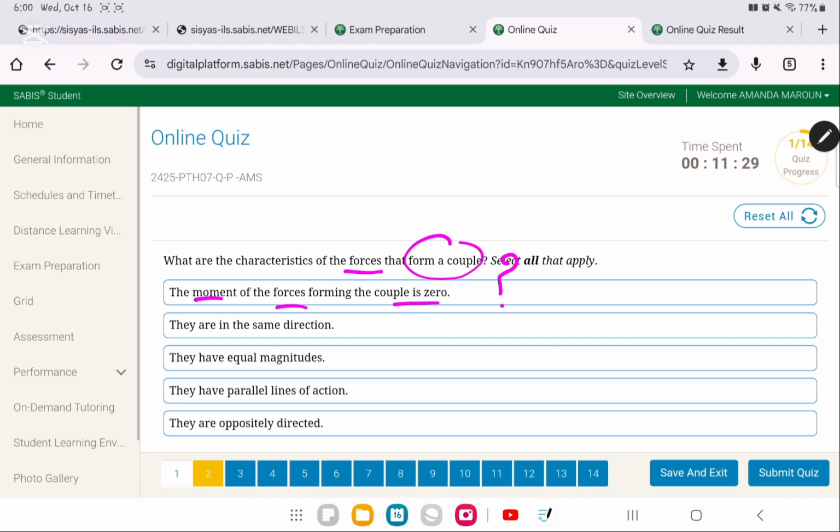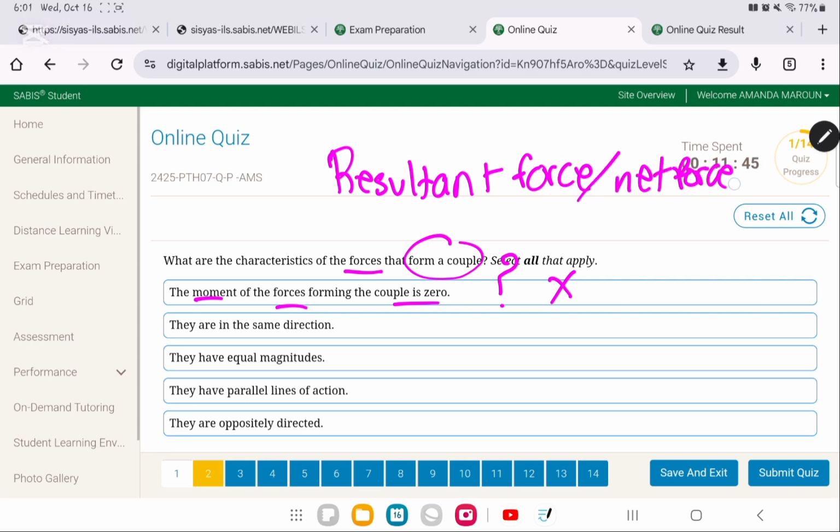So are you putting, for example, 0 force on your bottle and then it turns? No, this is impossible. However, if they told us that the resultant force or the net force of the couple is equal to 0, then yes, this is correct. So the first one is wrong.